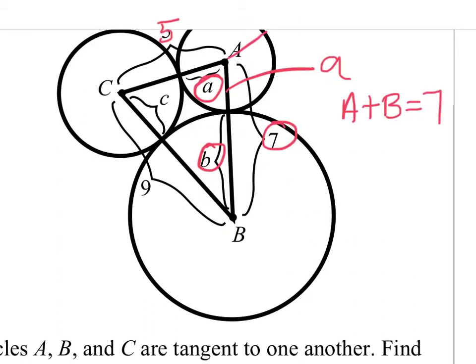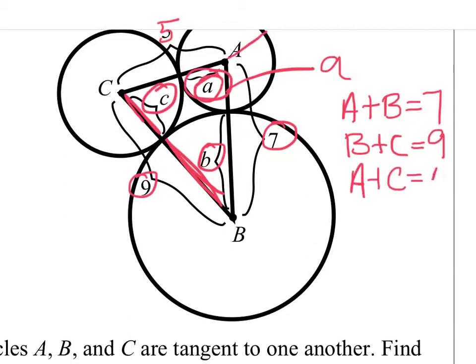And then down here, here's radius C and B. If we do B plus C, we get 9, because that's the side of that triangle. And then A plus C will be equal to this 5. And then we have to solve it as a system of equations.